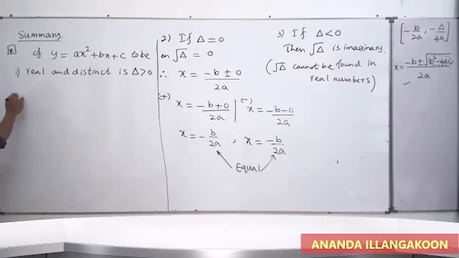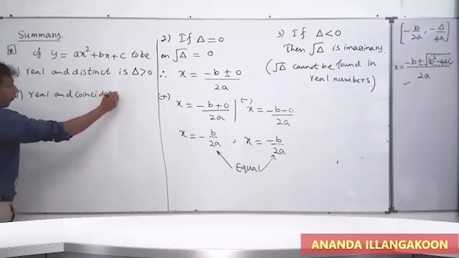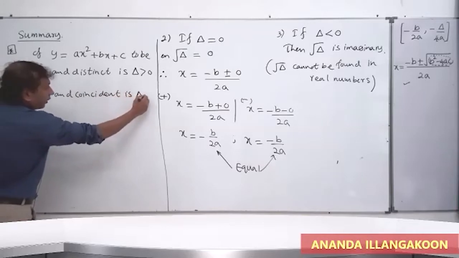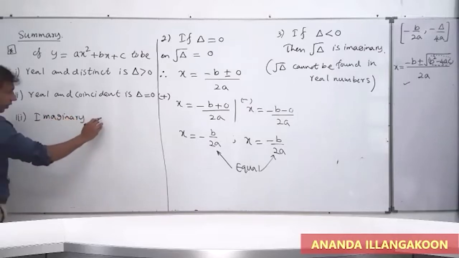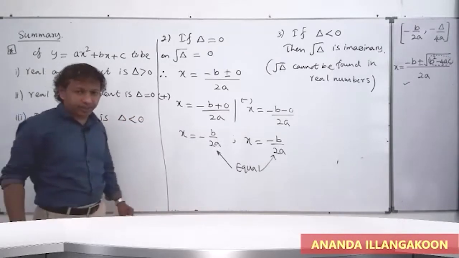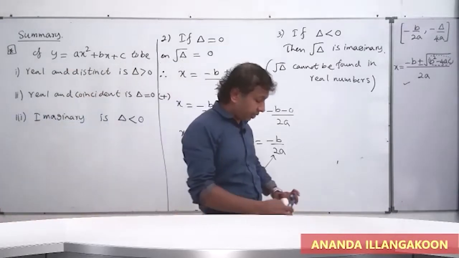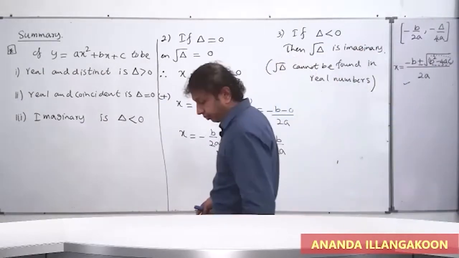Number 2, real and coincident is delta equals 0. Number 3, imaginary is delta less than 0.